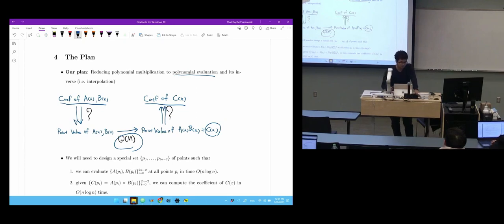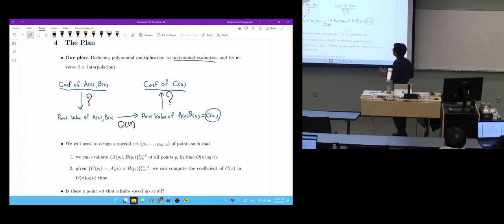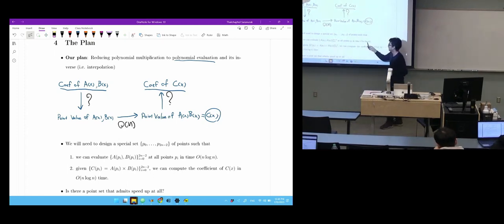So what I mean is that now all we need to do is design some special set of n points, such that you can evaluate all of them simultaneously very fast on A and B. You want to evaluate at these points on A and B super fast, in just n log n time.